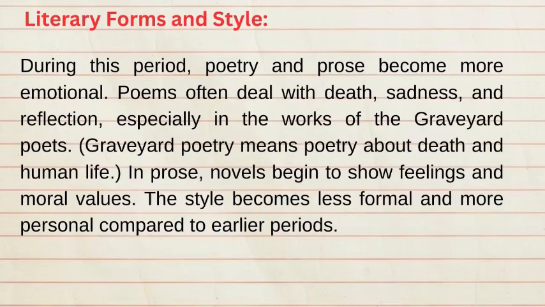Okay, now let's move on to the style of writing. During this period, poetry and prose both become more emotional. For example, we have something called graveyard poetry. Now, this may sound strange, but it simply means poetry that talks about death, life, and human existence in a thoughtful and emotional way. In prose, novels also begin to focus more on feelings and moral values. Writers try to connect with the reader's heart.